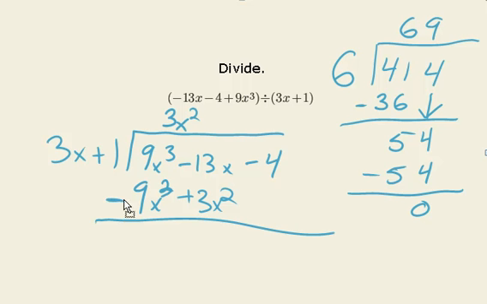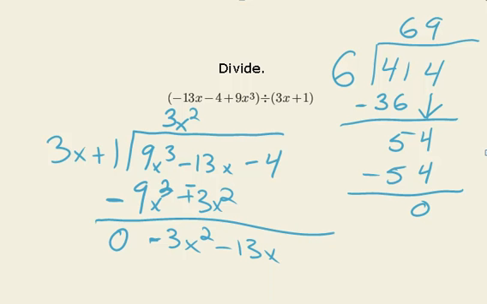To subtract, I'm going to change signs on things and add. 9x cubed minus 9x cubed is 0. That's what we wanted. Negative 13x and negative 3x squared, well, those don't have like terms, so we just write negative 3x squared minus 13x. We don't need to bring down the minus 4 yet, so we'll wait another step.